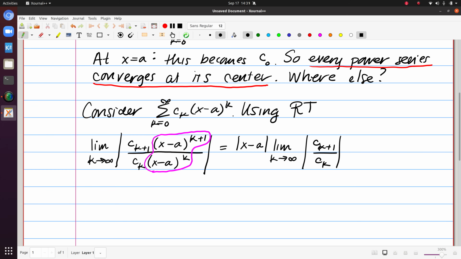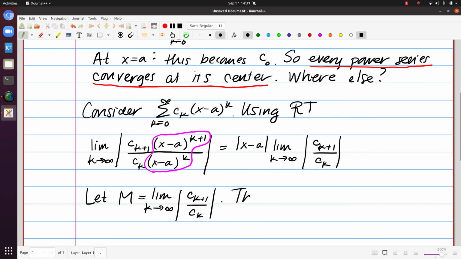So looking at this, let's give this limit a different letter. We've been using L for the general term, so let's let M equal the limit as k approaches infinity of c sub k plus 1 over c sub k.